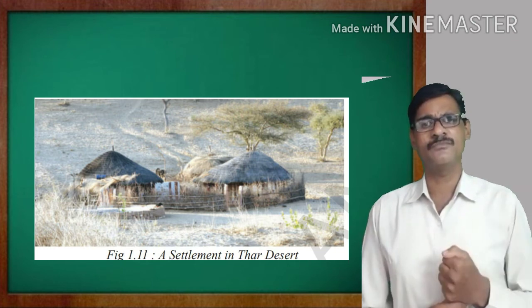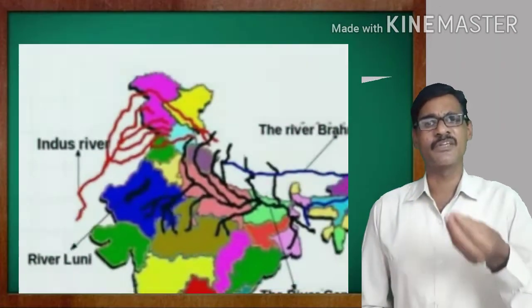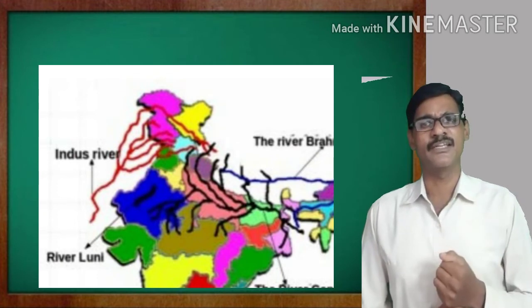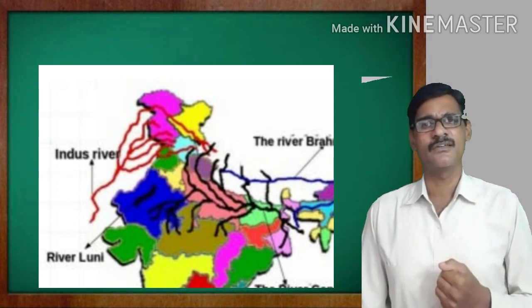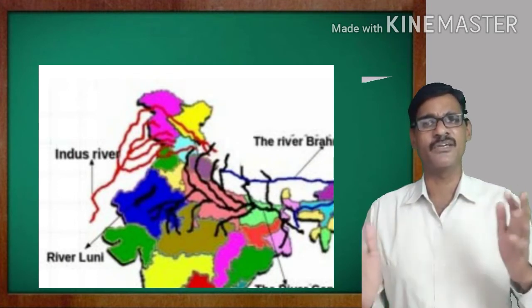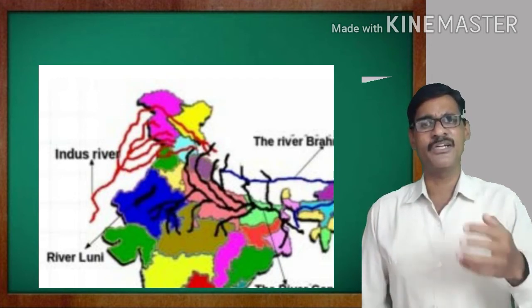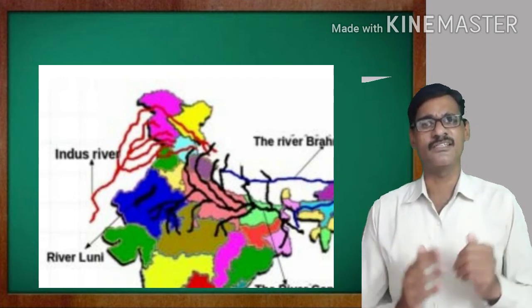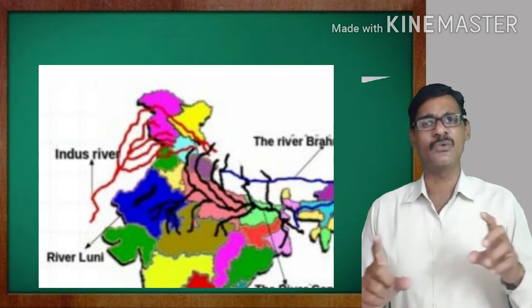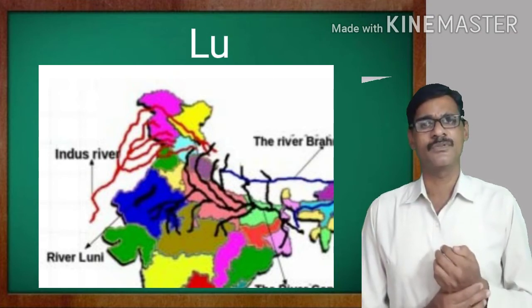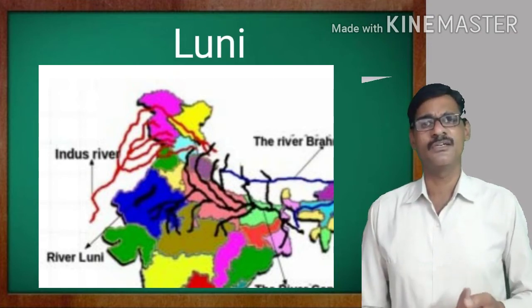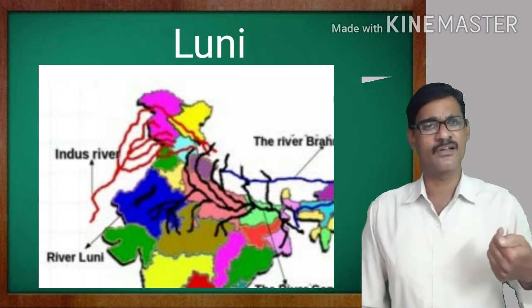And we have some rivers or small streams in the rainy season. In the next season, they will disappear. One important river in this area is the Luni, River Luni. And also we have the Indira Gandhi Canal.